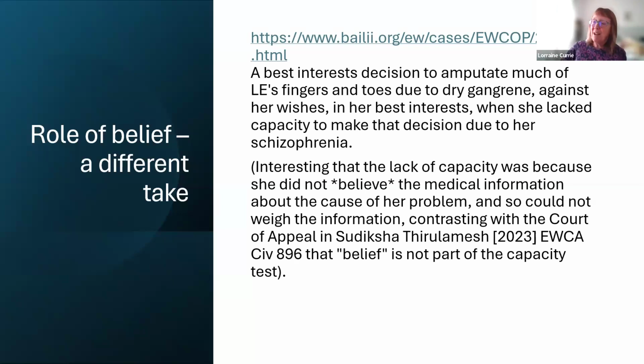Although interestingly, I haven't read this case in full, but this is a more recent case about amputation of this woman's fingers and toes due to gangrene against her wishes, where the lack of capacity here is said to be because she did not believe the medical information. So it's interesting, but this is a Court of Protection decision. The previous one is a Court of Appeal decision. I don't know how we rationalise the fact we've got two different ones. I would personally stick with the approach that was taken in the previous case, and I would not record in any decision that this was because the person did not believe what you told them. I would record if their lack of belief stopped them understanding or using and weighing what they were told.